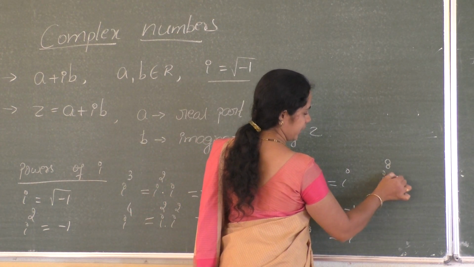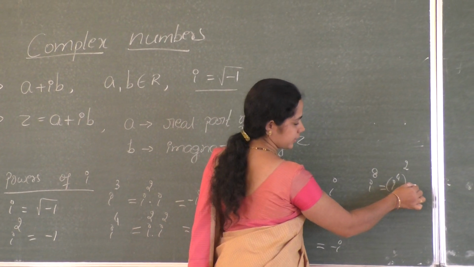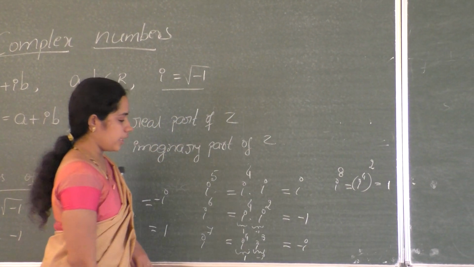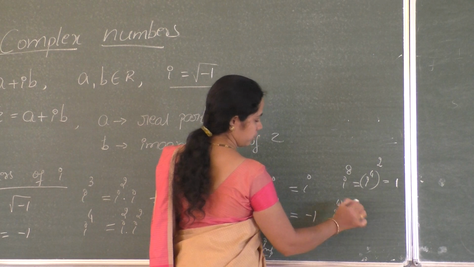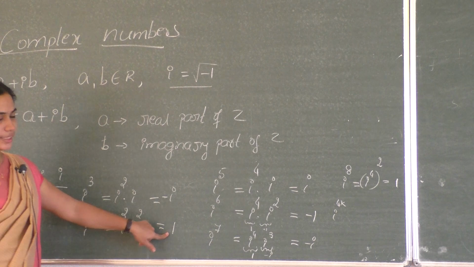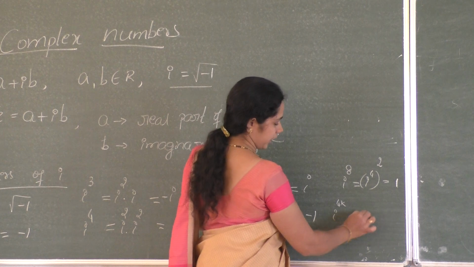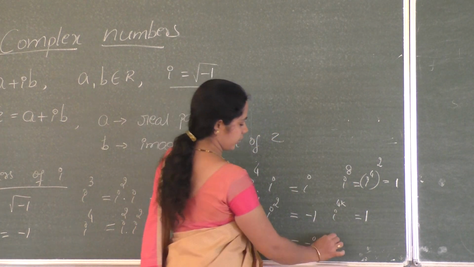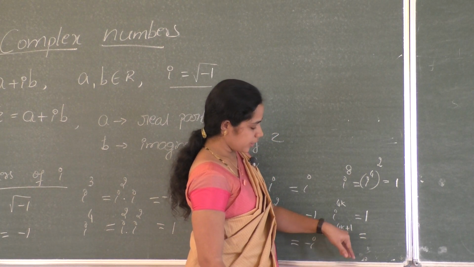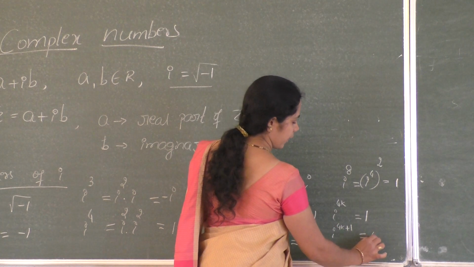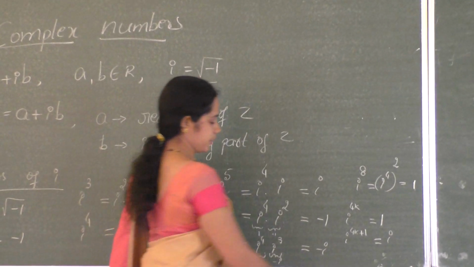Next one is i to the power 8. i to the power 8 can be written as i to the power 4 whole square, that is 1 square, which is 1. Now in general, i to the power of a multiple of 4: see, i to the power 4 is 1, and i to the power 8 is also 1. So i to the power 4k is also 1. Now i to the power 4k plus 1 can be written as i to the power 4k into i, so the value is i. We can observe here i to the power 5 is i.